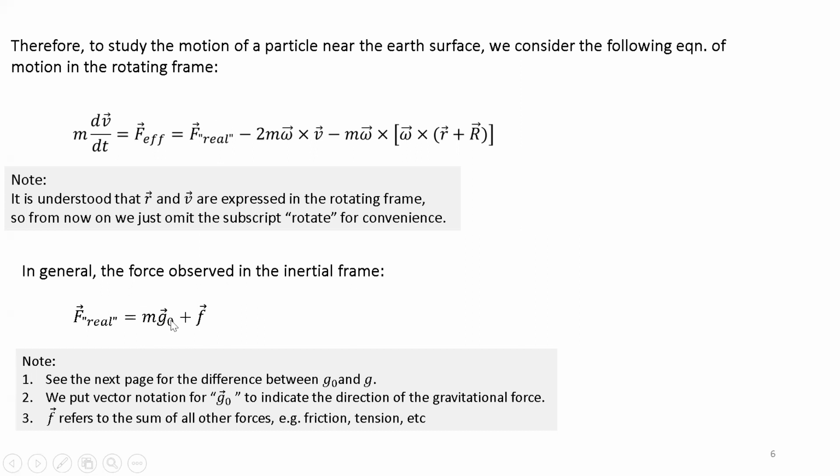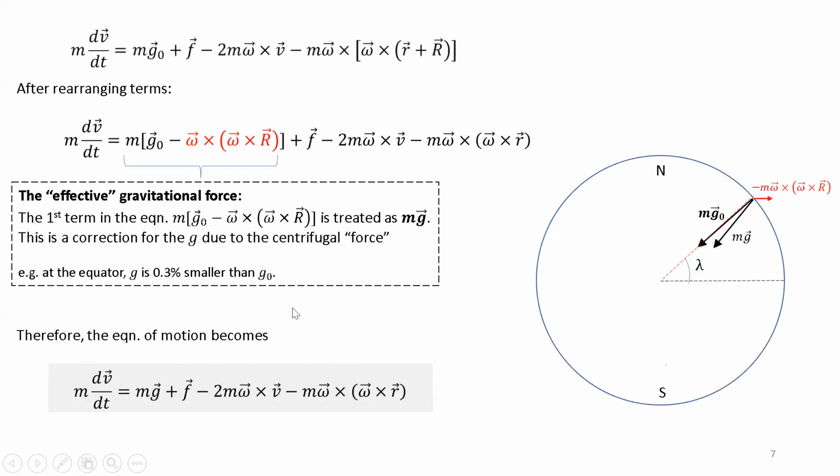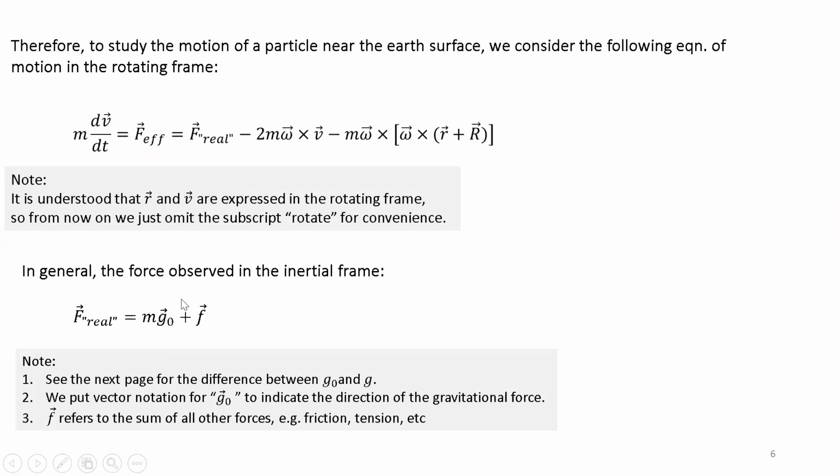And here I will specifically put the vector notation, and I'll explain why. Then plus all the other forces, the small f, which depends on what system you have: friction, tension, any other thing. Okay, so now about the g and the g naught.